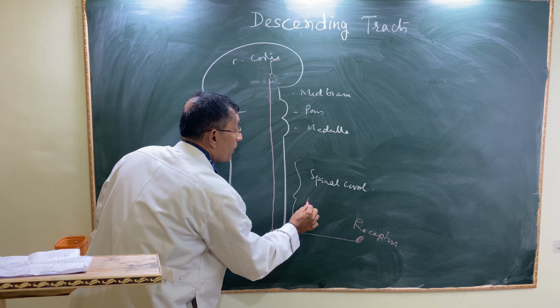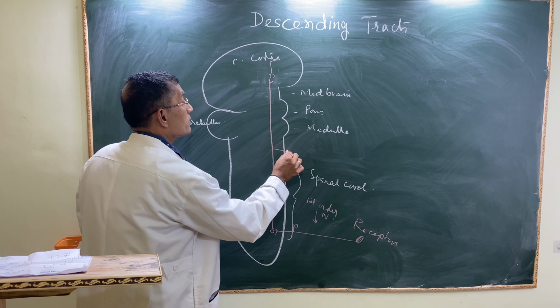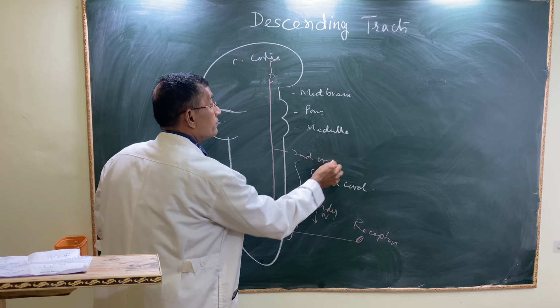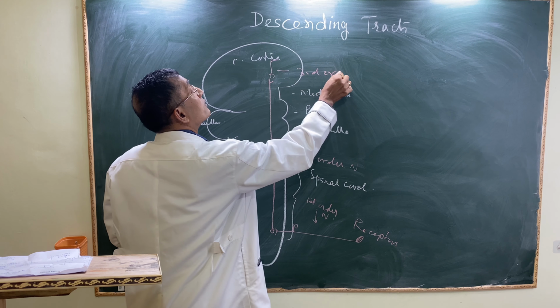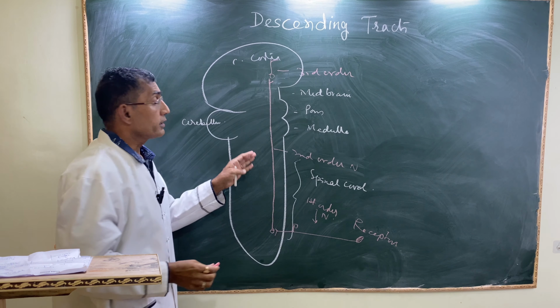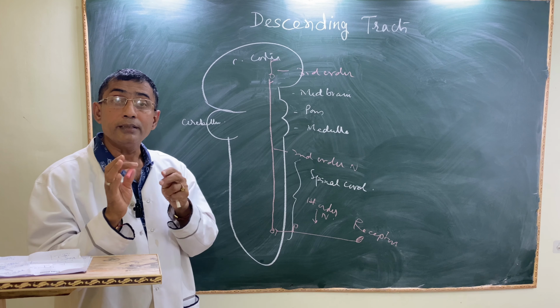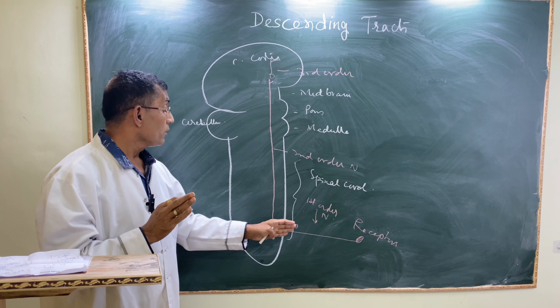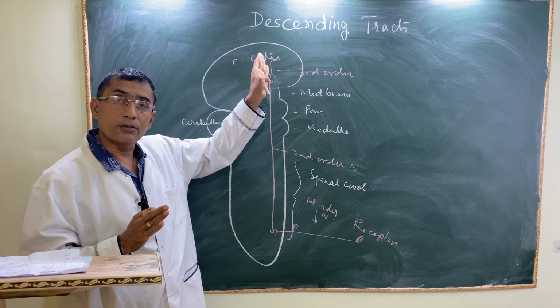This is first order neuron. This is second order neuron, and this is third order neuron. Which means the whole ascending tract is made by three types of neuron: first order neuron, second order neuron, and third order neuron.